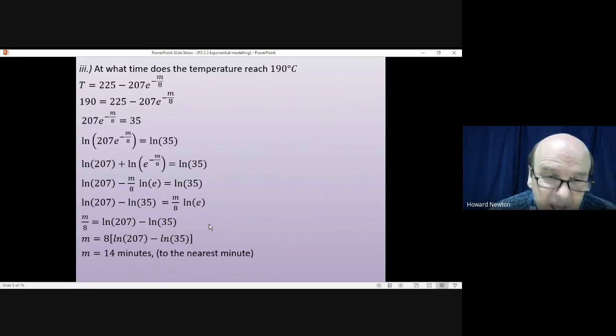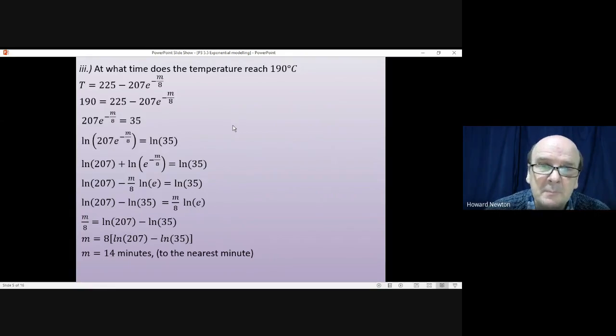That gives us m equals 14 to the nearest whole number, to the nearest minute, which is what we were asked to do in the question. Now, the question didn't ask us how many minutes it would take for the temperature to reach 190. It asked us at what time the temperature reached 190.